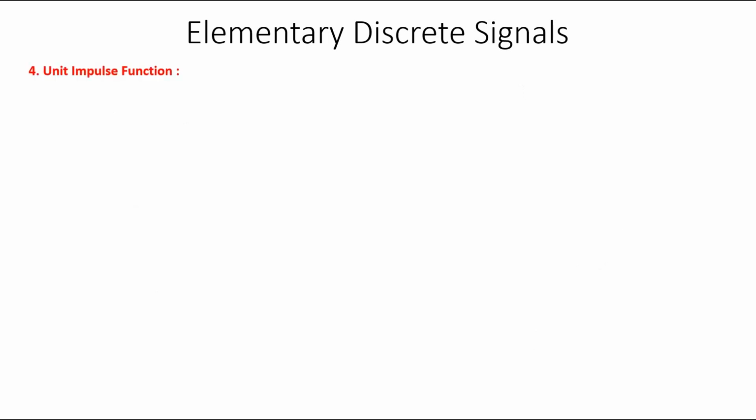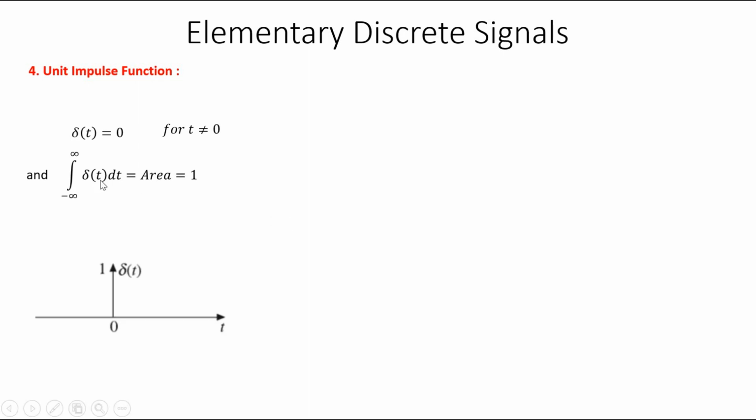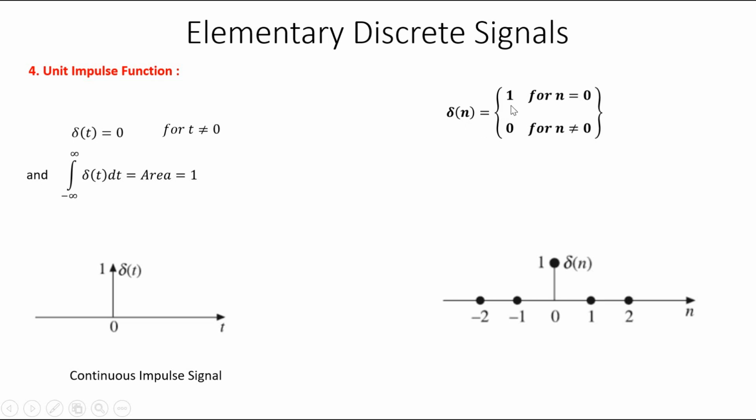Next one is the impulse function. For the impulse function in the continuous case, this was the definition: integral from minus infinity to infinity of delta of t dt equal to 1, that is area equal to 1, and delta of t is equal to 0 elsewhere. The amplitude was infinity. But in the discrete case, delta of n is equal to 1 for n equal to 0, and 0 for n not equal to 0. This has some difference. Here the value is 1. So the discrete impulse occurs only at n equal to 0, all other n have value 0, but the value at n equal to 0 is 1.